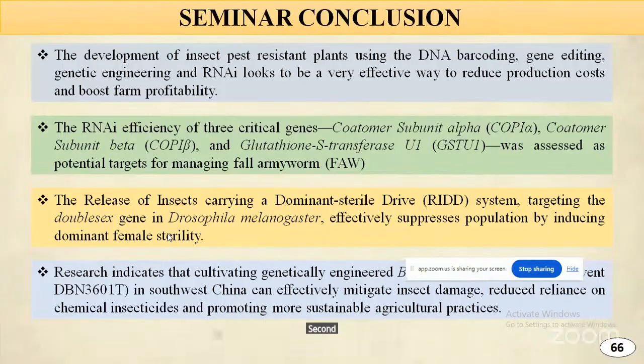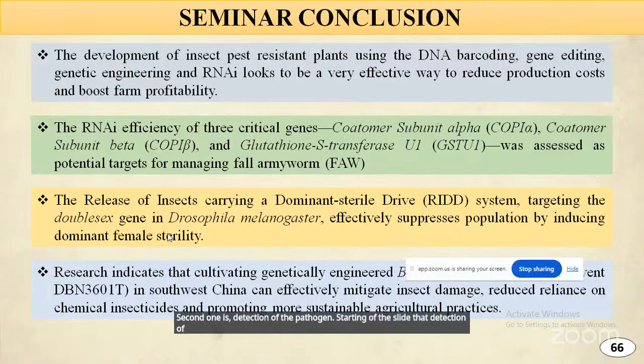Second one is detection of the pathogen. जैसे मैंने कहा in starting of the slide that detection of pathogen, there are various pheromones released by the plant, various volatile compounds released by the pathogen or plant, or during the interaction of both this plant and pathogen, during the interaction various these VOC compounds are released.